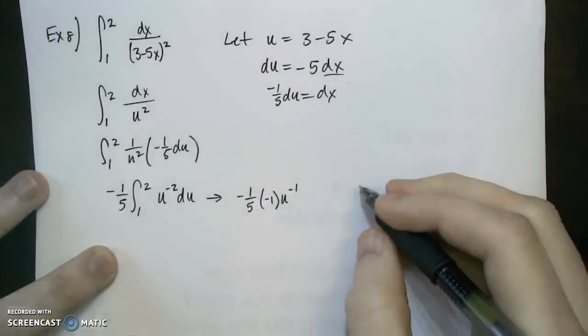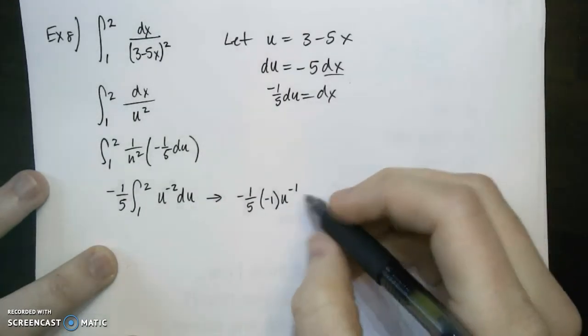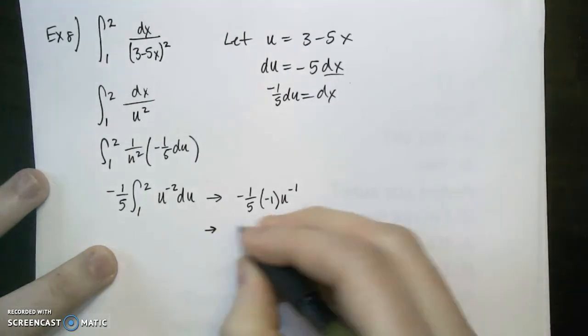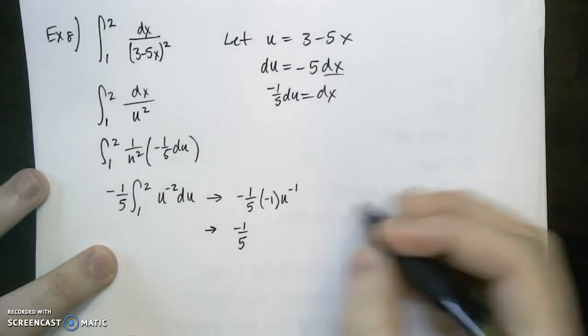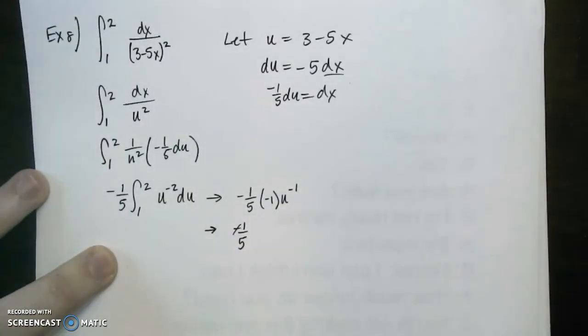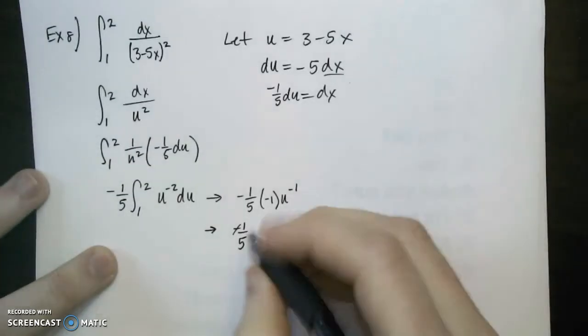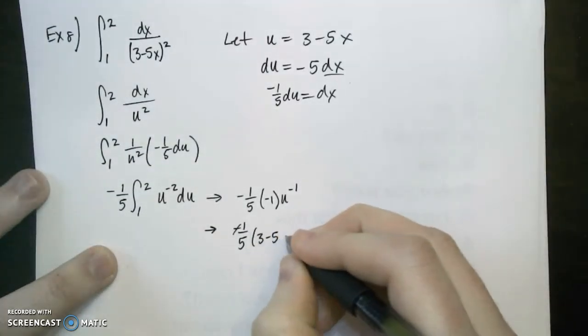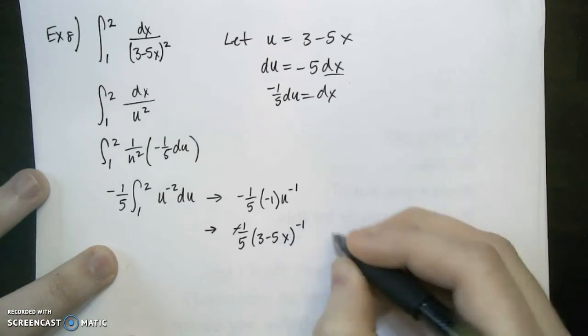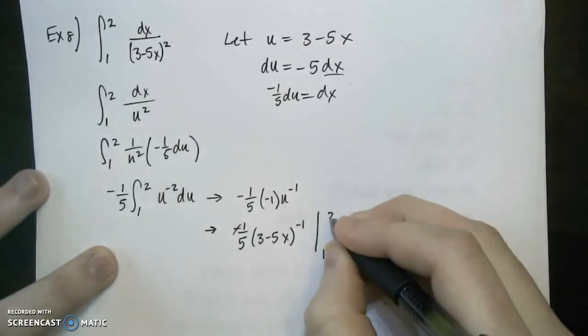And then we're going to fill in our u. That negative is going to cancel the 1/5. So I'm going to fill in my u, which was 3 minus 5x. And then we're going to evaluate it from 1 to 2.